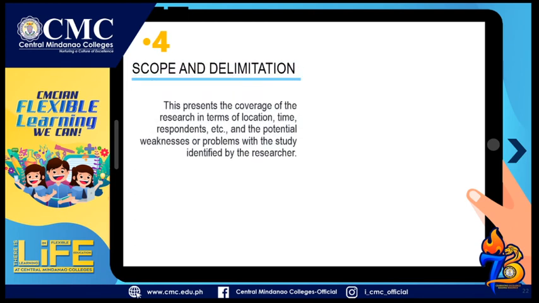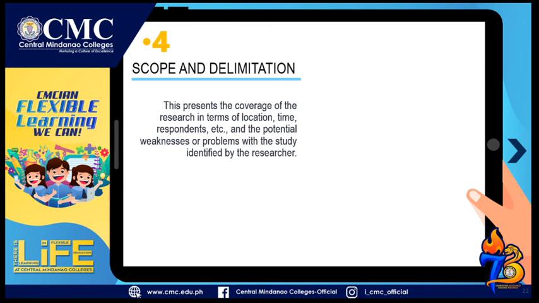Number 4 is the scope and the limitation. This is very easy. Scope. This presents the coverage of the research in terms of location, time, respondents, etc., and potential weaknesses of the study identified by the researcher. The scope and the limitation is the part where you state who should be part of your research.